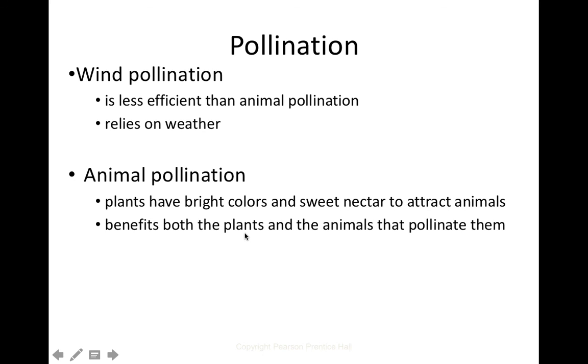And so ultimately you end up having this kind of mutual relationship. The plants benefit because they get male gametes towards female gametes, and reproduction. But animals get food sources. So that's a long-standing mutual relationship. Okay, and that is it. Thanks.